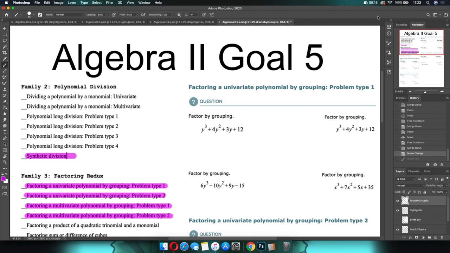So, this is for Algebra 2 Goal 5. One of my students is particularly ambitious. He's a chapter ahead and he's trying to finish his credit before the whole kerfuffle debacle ends.